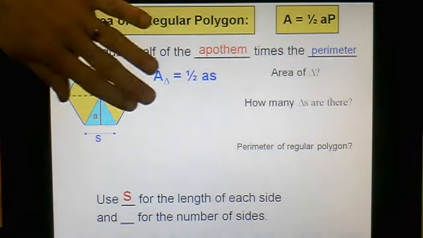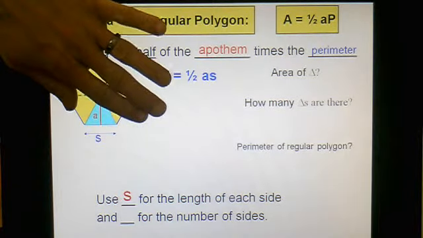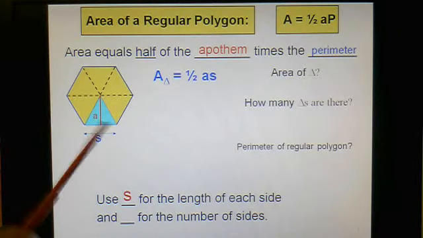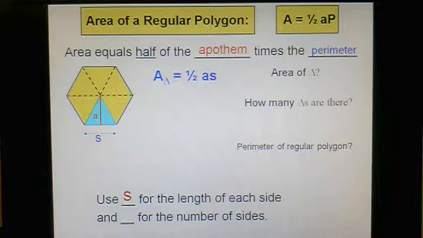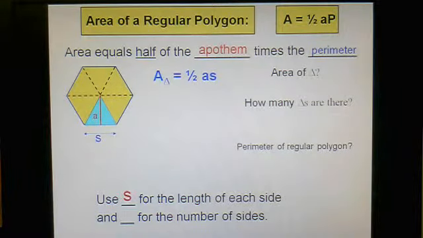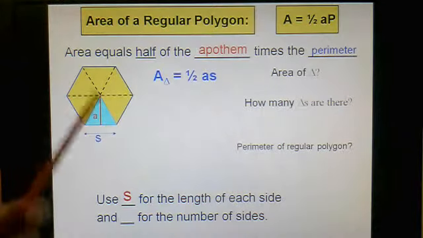You could certainly take any one of these and break it up into many little small figures and say, I'm going to find the area of this triangle, and if there's 6 of them, I'm going to multiply that area by 6. You can do that. That's the long way to do it. This sort of is a shortcut for it. I'll show you where that shortcut comes from. So this is the area of one of these 6 triangles.